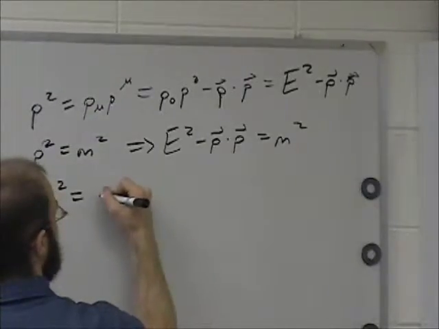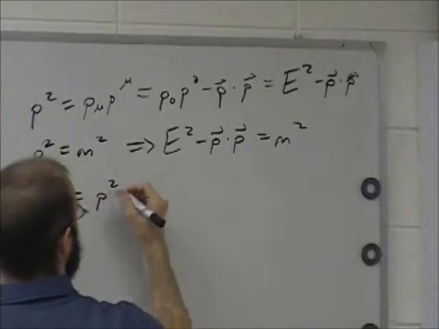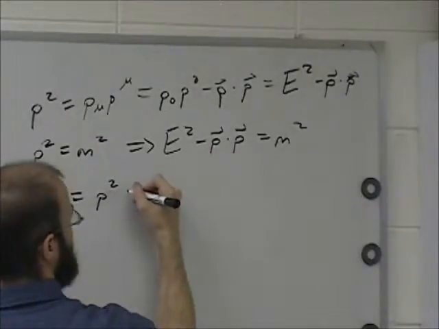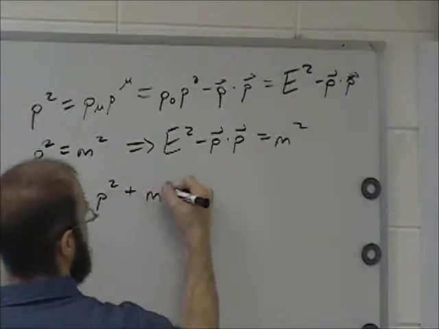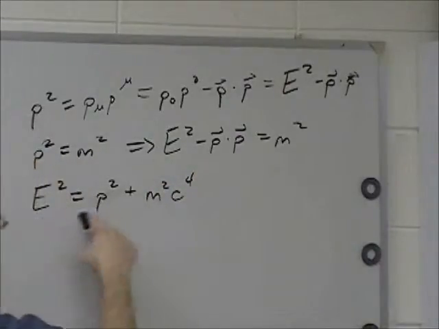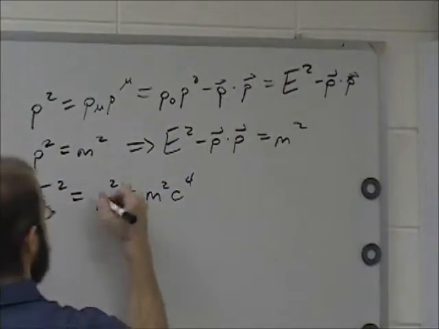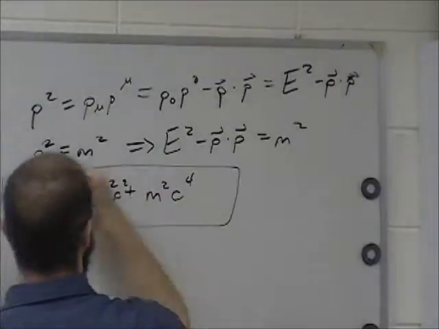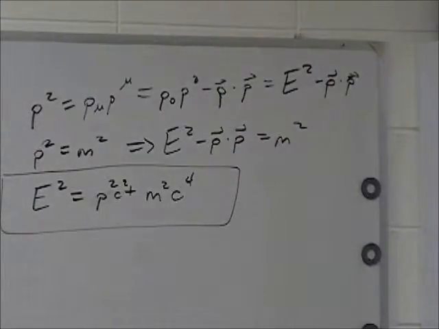Yeah, I've seen this. This is what you were wanting to get to. P squared c squared plus m squared c to the fourth. That's it. This is a big relation. That's the energy equation in high energy particle physics.